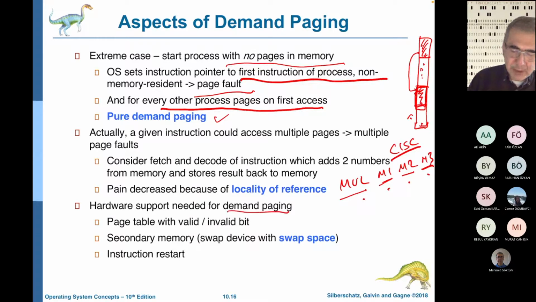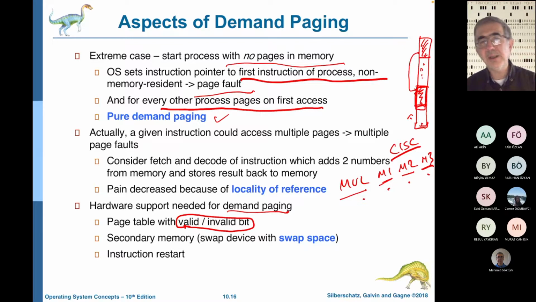When you have demand paging, hardware support speeds up the valid bit checking, just like in the memory management unit. So the task is implemented by the memory management unit.